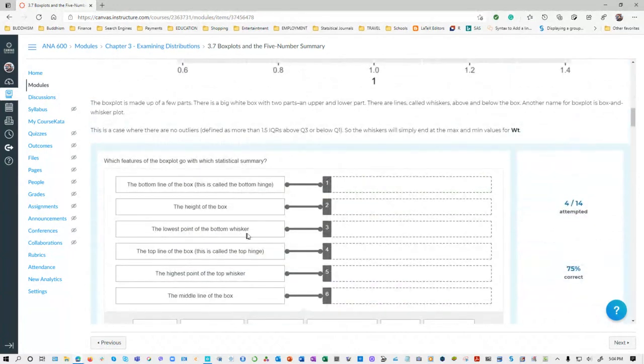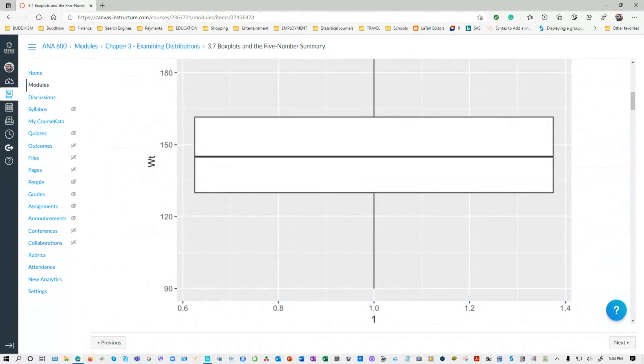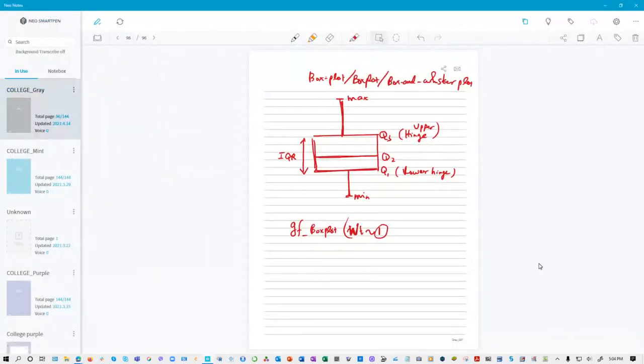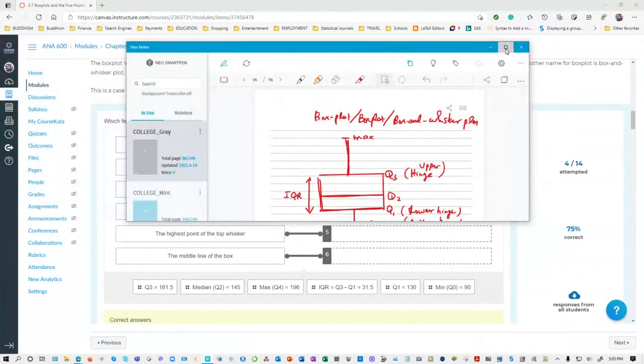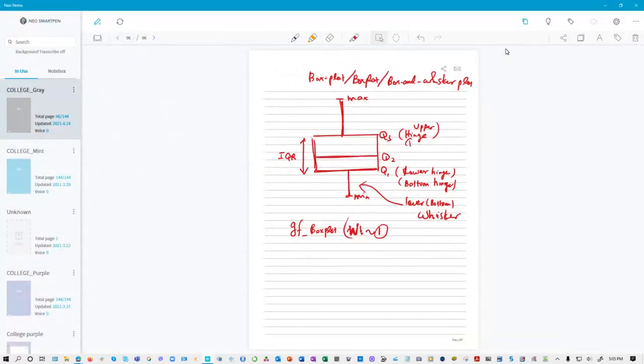Then the lowest point is the bottom whisker. So these are called the whiskers. This is called the lower or bottom hinge. This is called the lower or bottom whisker. The other one is called the top hinge, or upper hinge. The top hinge is going to be at Q3. This is called the top or upper whisker. That's why it's called the box and whisker plot, okay?